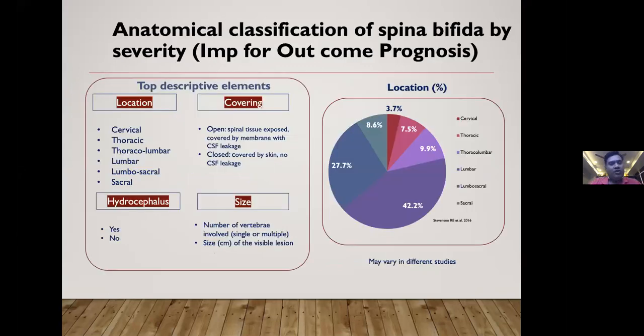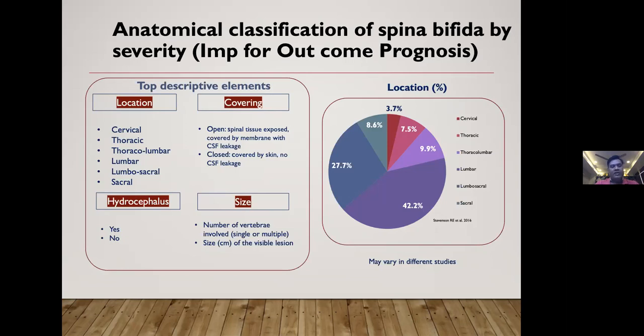So the most important thing if you want to prognosticate is first describing the lesion appropriately. When you get a neural tube defect antenatally, or for that matter even after birth, it is important to describe this anatomically as well as with associated syndromes. I'll come to that in the next slide. Anatomically, it is described under 4 headings. One, what is the location? Whether it is thoracic, thoracolumbar, lumbosacral, or sacral.